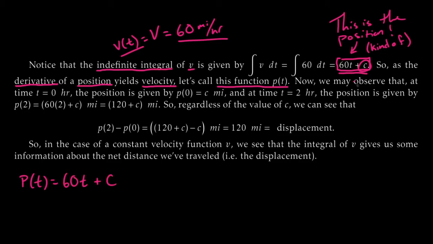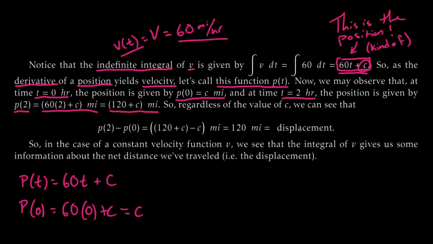Okay, now we can observe that at the time t equals 0 hours, the position is p of 0 equals c miles. That is, just plug in 0, and we'll get 60 times 0 plus c, and anything times 0 is 0, so this is just c. Okay, so p of 0 is c miles. And at time t equals 2 hours, the position is given by p of 2, which if we just run through it, just plug in 2. That's 60 times 2 plus c miles, which is just 120 plus c miles.